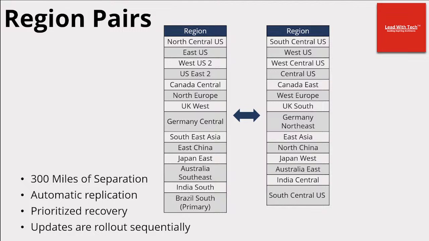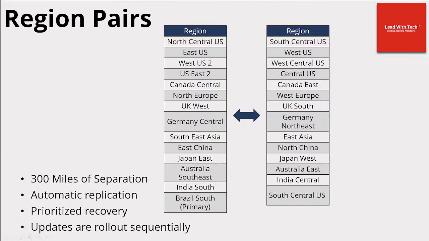So the region pairs are predefined based on the conditions, and in some cases when you're creating a storage, when you're creating some of the compute services, you will have the option to choose the region pair which you want to configure. One region can be paired with multiple regions, so you will have the option to choose the region pairing.